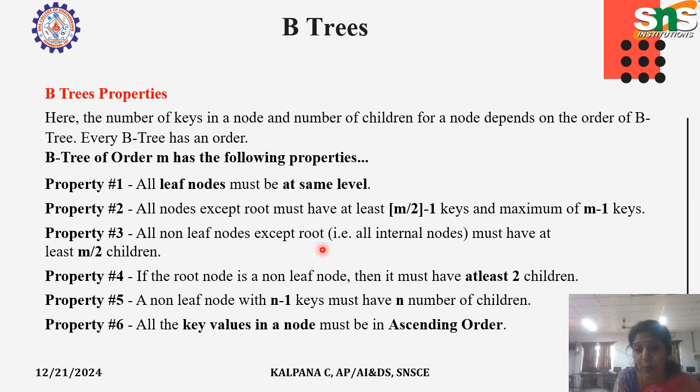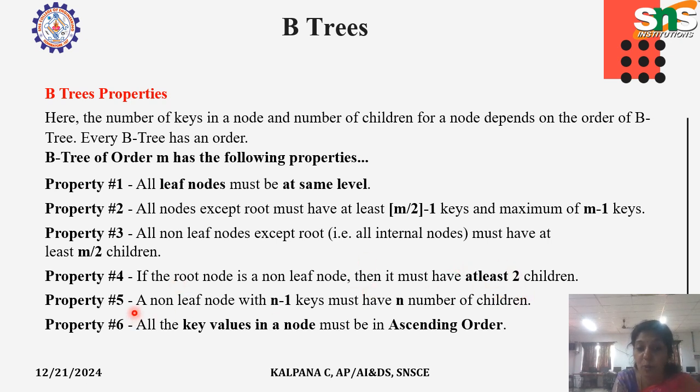And property 3: all non-leaf nodes except the root must have at least M by 2 children. This is also important. That is, all non-leaf nodes, which means internal nodes, must have at least M by 2 children. And the next is property 4. If the root node is a non-leaf node, that is an internal node, then it must have at least 2 children.